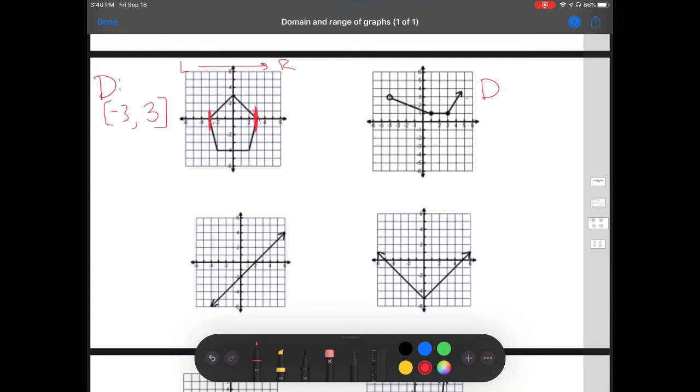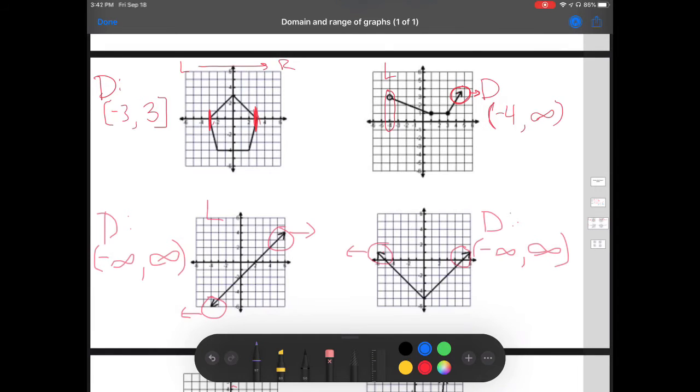The domain on the next graph, so the left edge is an open circle on -4. Open circles get parentheses. The right edge has this arrow, which is pointing, it's diagonal, so it is going to the right more as it gets higher. So that means positive infinity will be our other side.